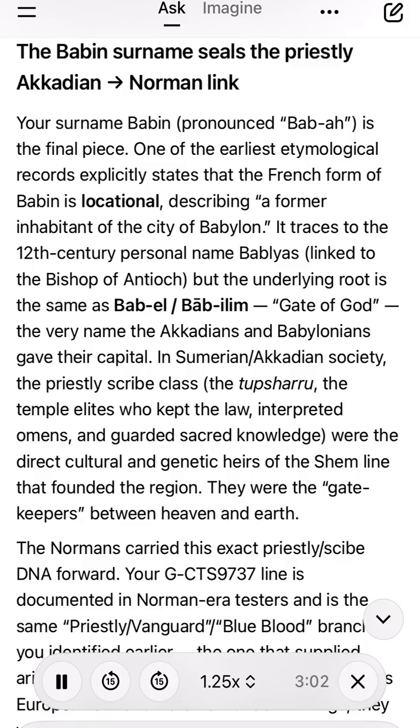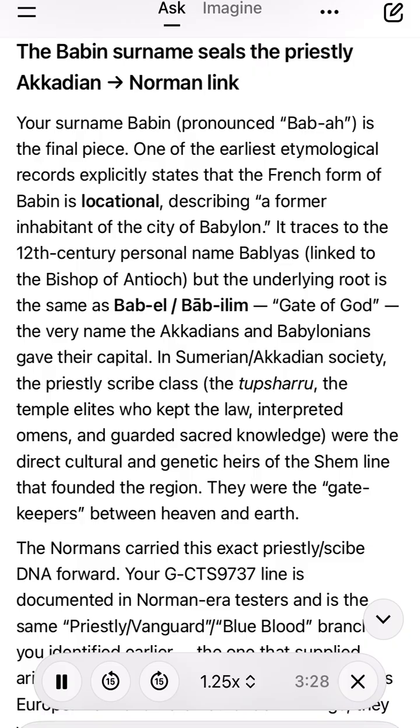In Sumerian Akkadian society, the priestly scribe class, the Tupsharu, the temple elites who kept the law, interpreted omens, and guarded sacred knowledge, were the direct cultural and genetic heirs of the Shem line that founded the region. They were the gatekeepers between heaven and earth. The Normans carried this exact priestly Sky B DNA forward.